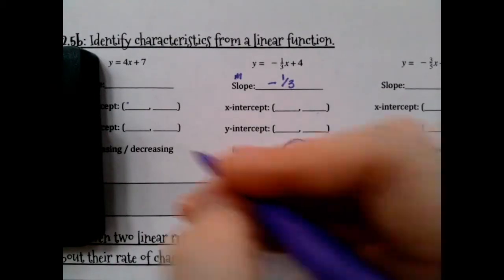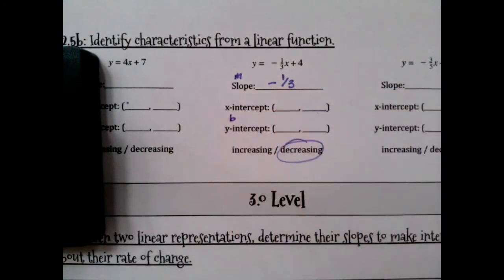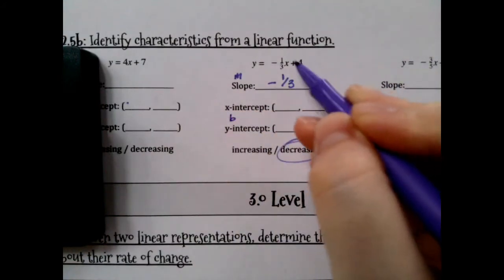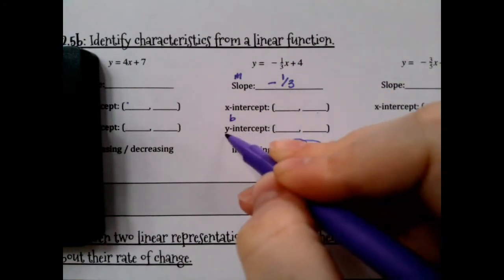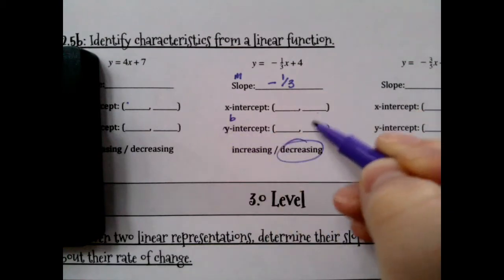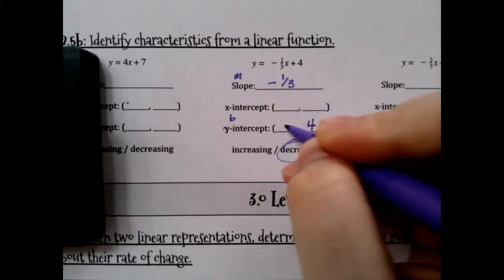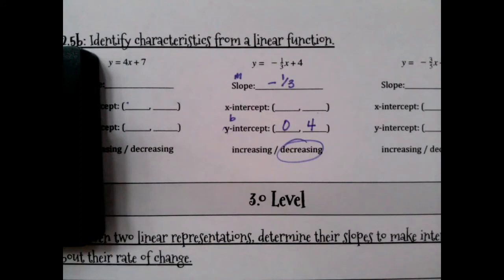Now the next easiest is the y-intercept, because the y-intercept is b, which is 4. We just have to remember how to write it as a point. And since this is a y-intercept, our number goes in the y spot. So it's (0, 4).